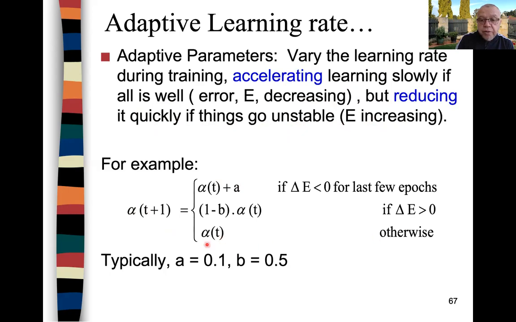If the error is 0, we don't do anything. But if it's decreasing for the last few epochs, we add another term to accelerate it. So if A is 0.1, we add a term to it. Now, if the error is increasing, because B is equal to 0.5, this becomes 0.5. So we're reducing the learning rate.